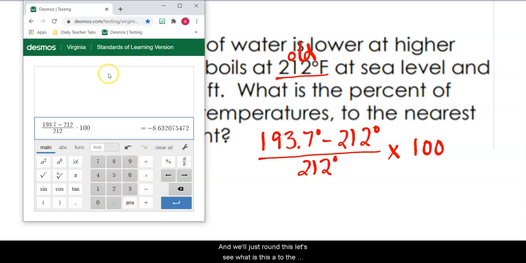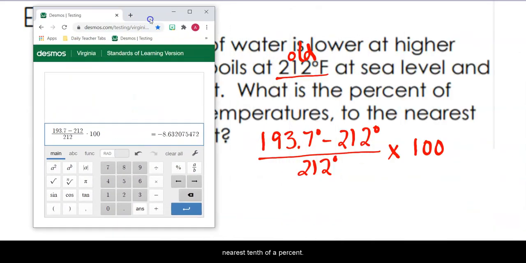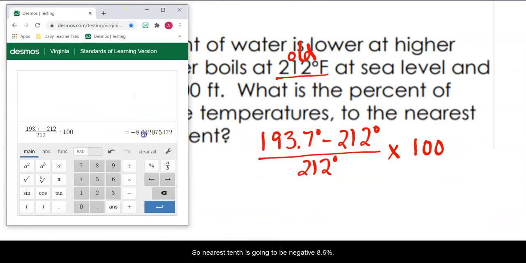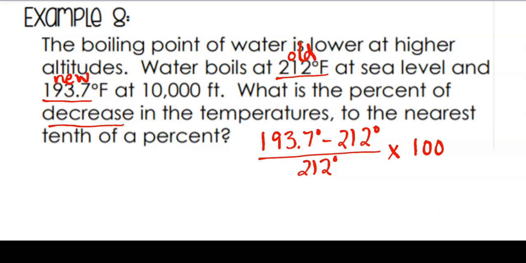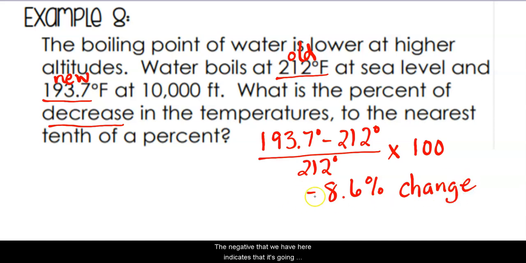And we'll just round this, let's see, what does it say? To the nearest tenth of a percent. Okay, so nearest tenth is going to be negative 8.6%. So it's a negative 8.6% change. The negative that we have here indicates that it's going to be a decrease, or you could say that it's an 8.6% decrease.